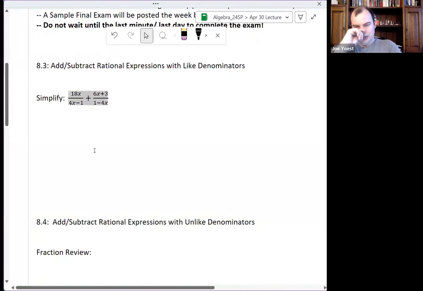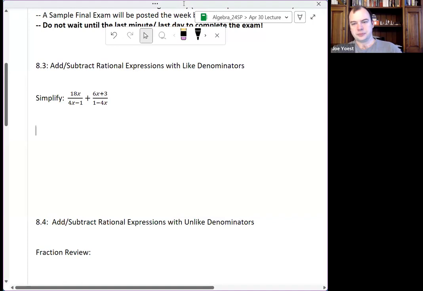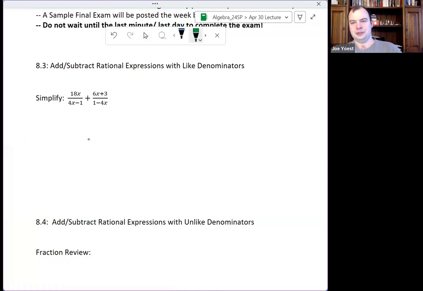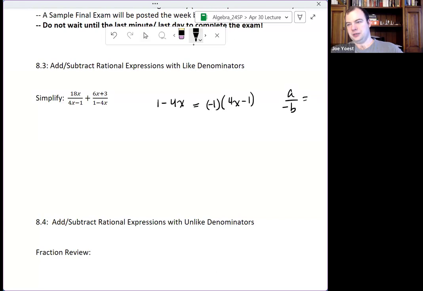We saw one of these on the worksheet last time, but just to practice one more, we have almost the same denominators, but not quite. And we notice that 1 minus 4x is negative 1 times 4x minus 1. And I know that, for instance, a over negative b is just negative a over b. I can move a negative sign from the numerator to the denominator to out in front of the fraction. They all mean the same thing.